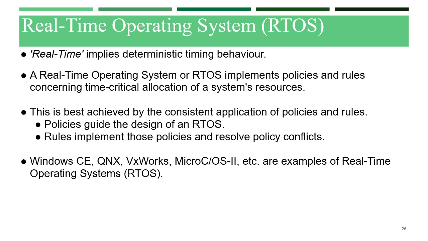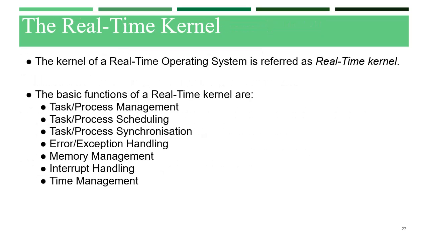Windows CE, QNX, VxWorks, MicroC/OS-II, etc. are examples of real time operating systems. The real time kernel: the kernel of a real time operating system is referred to as the real time kernel. In contrast to the conventional OS kernel, the real time kernel is highly specialized and contains only the minimal set of services required for running the user applications or tasks. The basic functions of a real time kernel are listed below.